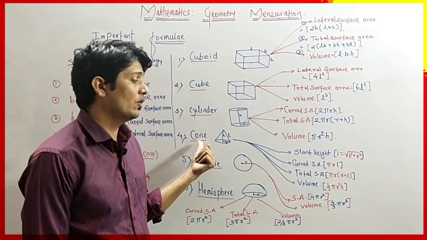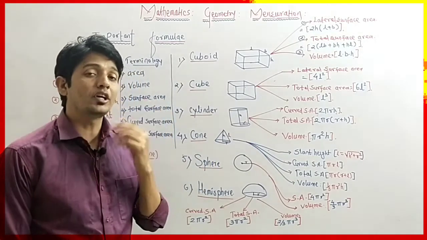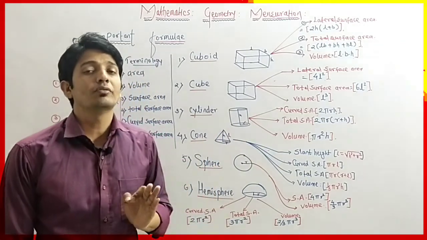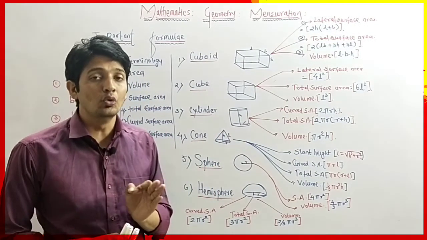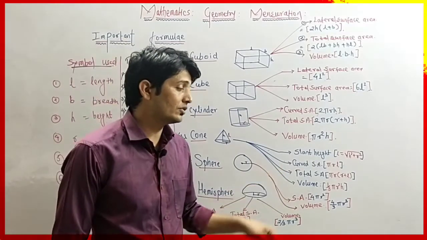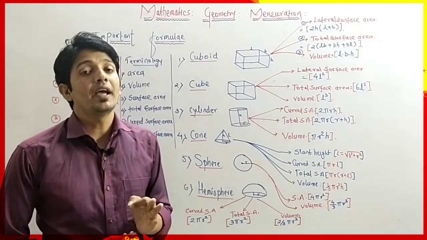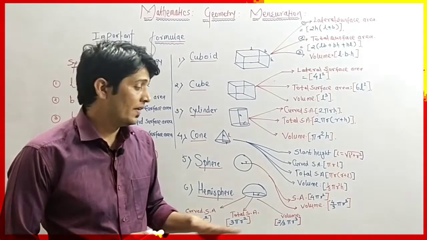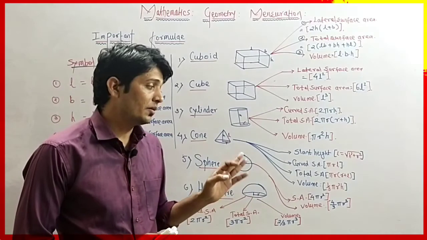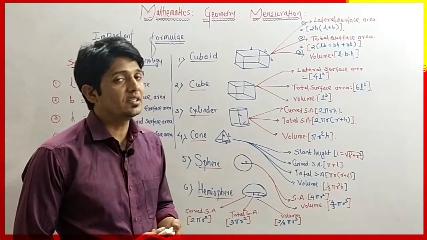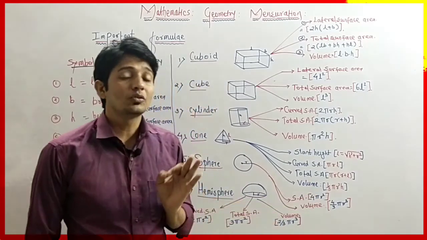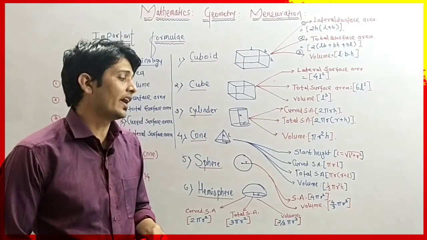Then we have cone. Cone has four terminologies. First is slant height: the formula is L equals root of (H square plus R square). Then the curved surface area is pi into R into L. Then the total surface area is pi R into (R plus L). Then the volume is 1 by 3 pi R square H.